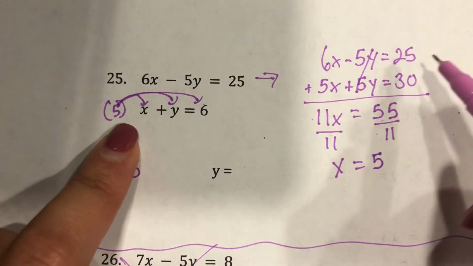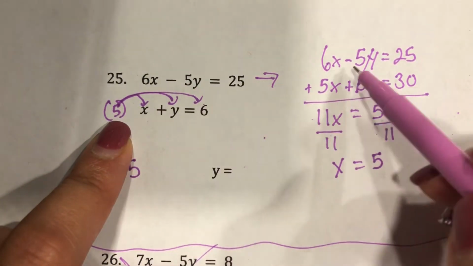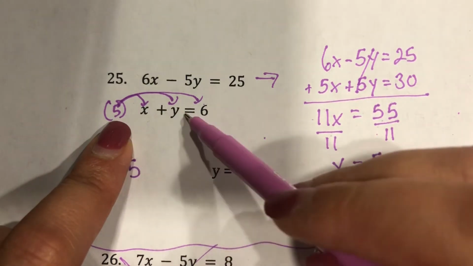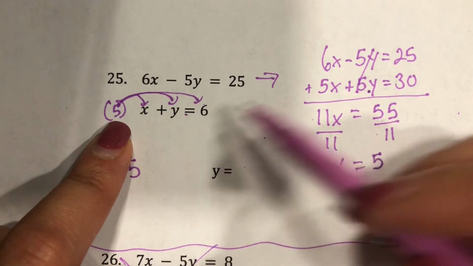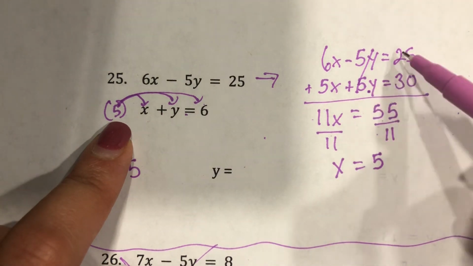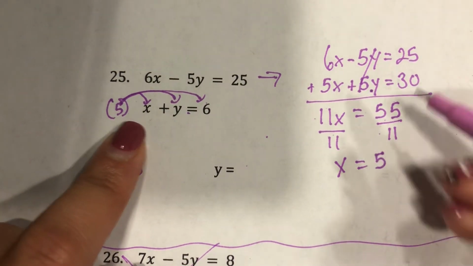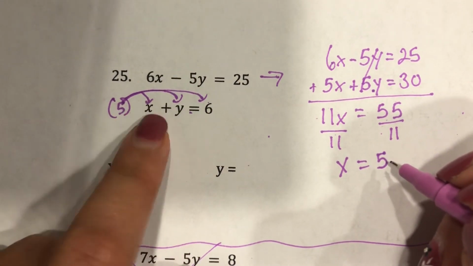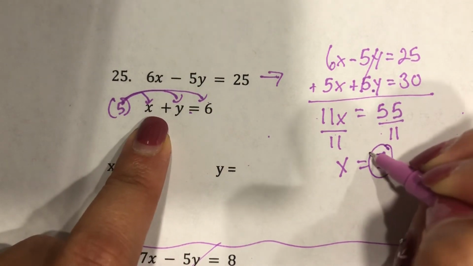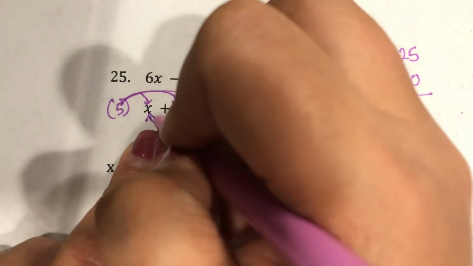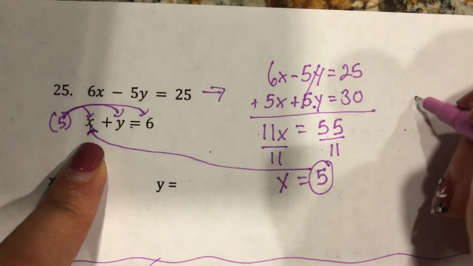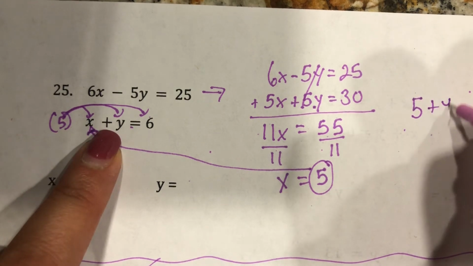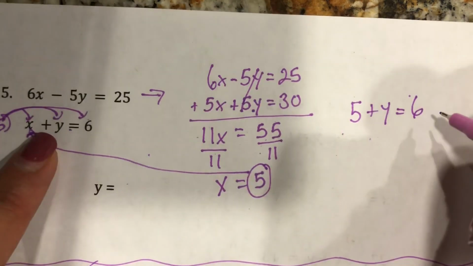So again, all I did was I multiplied. The top stays the same. The bottom, 5x, 5 times y, 5y, 5 times 6 is 30. And then simplify it out. Looking at the top and looking at the bottom, I'm going to choose the bottom one. So I'm going to take this 5 and plug that in. So instead of an x, I'm going to have that 5 plus y equals 6.